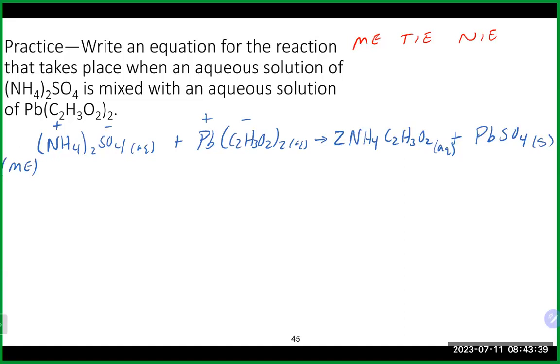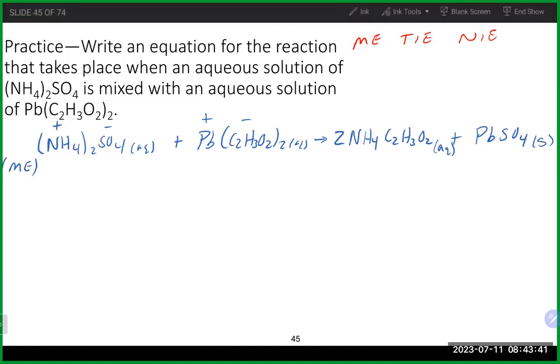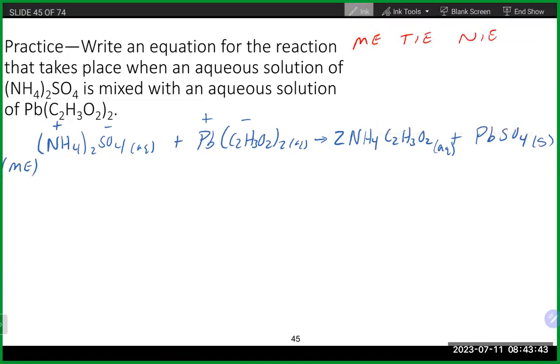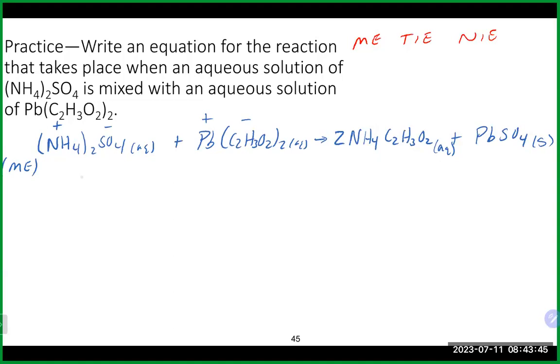So again, I can't stress enough how important it is to get the right formulas first and then balance. We're going to go to our total ionic equation here. Once again, this 2 gets moved in front as we go to break it apart. So we will have 2 of the NH4 pluses. We will have 1 sulfate.